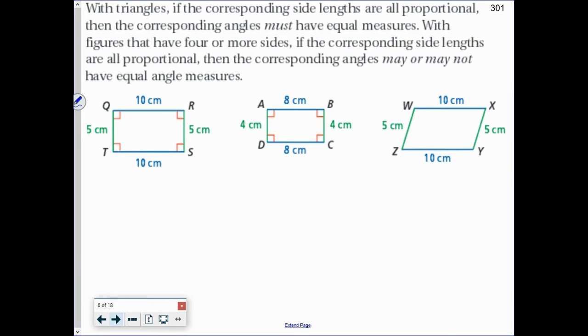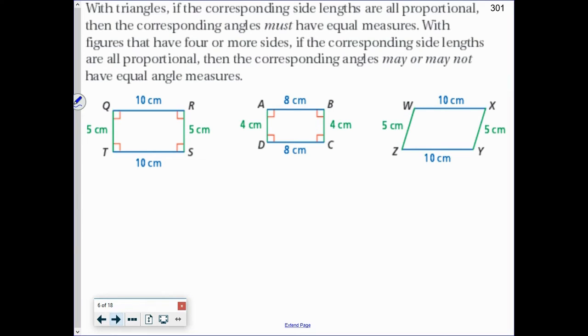So with figures that have 4 or more sides, if the corresponding side lengths are proportional, then the corresponding angles may or may not have equal angle measurements. Take a look at this. I can see here in the center a small rectangle. And I can tell you that one of the two shapes, to either its right or left, is similar to it. You probably can tell which one's the similar one.